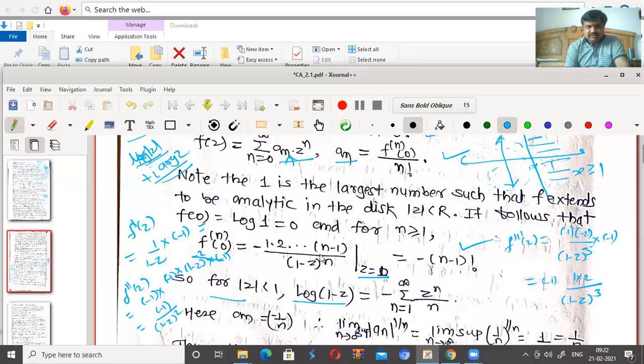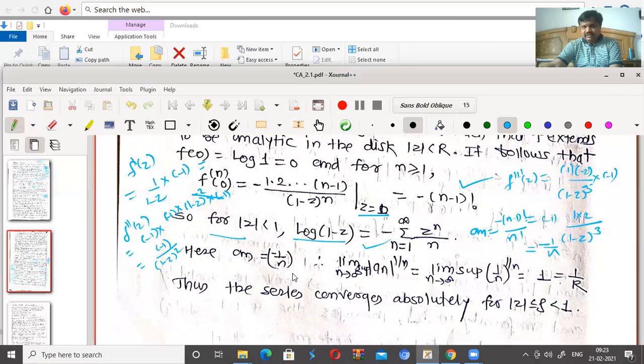f^(n)(0) is, what is a_n? a_n is f^(n)(0) upon n factorial. What is f^(n)(0)? Minus of (n minus 1) factorial upon n factorial. This is our a_n. What about this now? Minus of (n minus 1) factorial upon n factorial is only 1 by n. So a_n is minus 1 by n. So minus 1 by n into z to the power n, from 1 to infinity. Here a_n is minus 1 upon n.